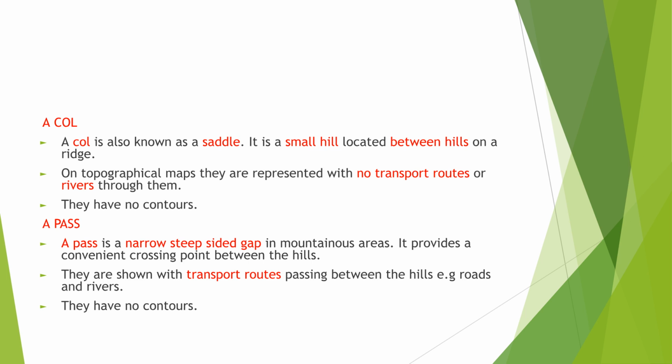A col, also known as a saddle, is a small hill between larger hills on a ridge, represented with no transport routes or rivers and typically no contours. A pass is a steep-sided gap in mountainous areas, providing a crossing point, shown with transport routes and also having no contours. This image illustrates some of the relief features we have just discussed. Plains are fairly level areas with a low altitude of about 600 meters.